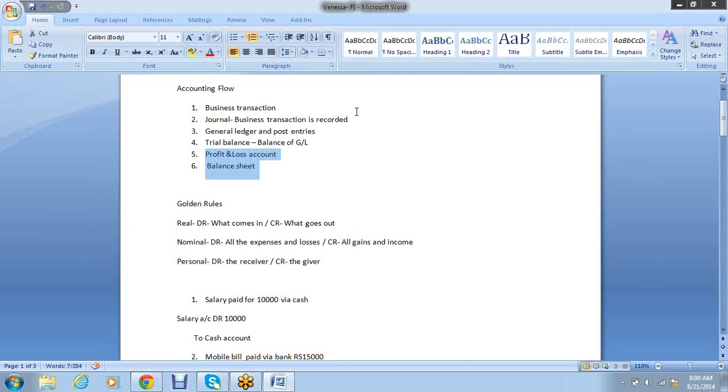The journal is the basic. Without understanding the journal, you cannot proceed: from the journal the general ledger is created, from the general ledger the trial balance is created, and from the trial balance your profit and loss account and balance sheet are created. If your journal entries are incorrect, everything is incorrect. So that's why I started with the very basic, that is your journal. Okay, fine.